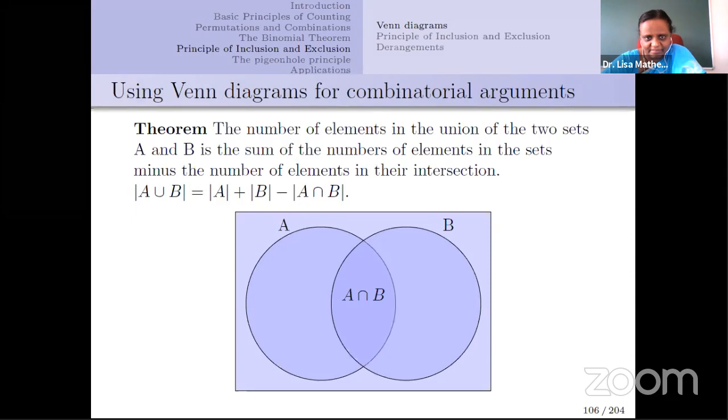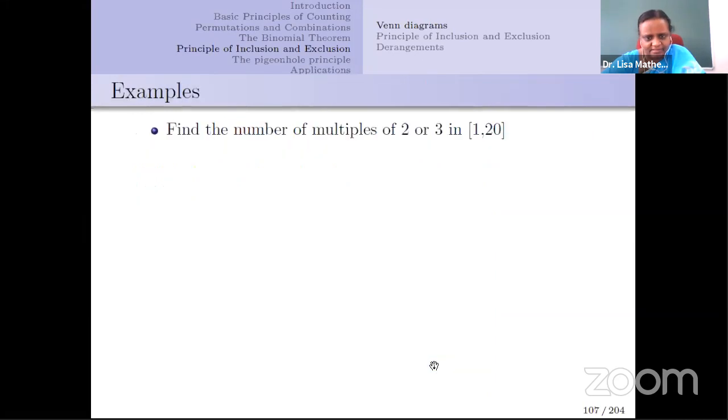Now the next topic that we are going to look at is using Venn diagrams for combinatorial arguments. The number of elements in the union of two sets A and B is the number of elements in the set A and in the set B minus the number of elements in their intersection. You can see that here. When I take the union, this portion is repeated. This A intersection B is counted twice, and so I need to count it only once. So when I add the size of A and the size of B, I need to subtract the size of A intersection B. Let me again look at a simple example here.